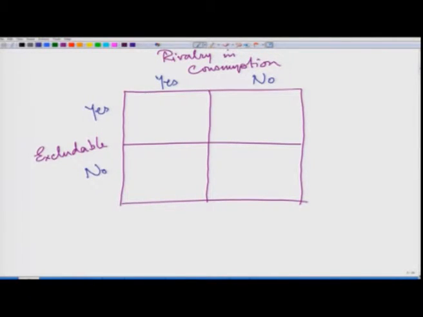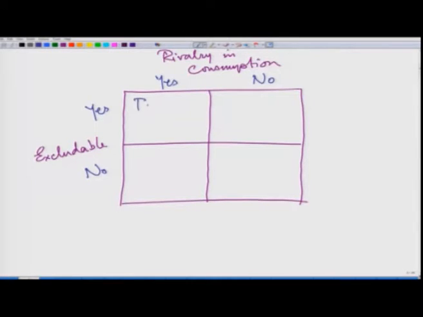Hence, a particular good which has rivalry in consumption as well as excludability is known as a private good. Because to avail that good, you need to pay a fee, price or charge. If you don't, you are excluded, number one. Number two, there are too many people who want to avail that good, so there is a rivalry in consumption.